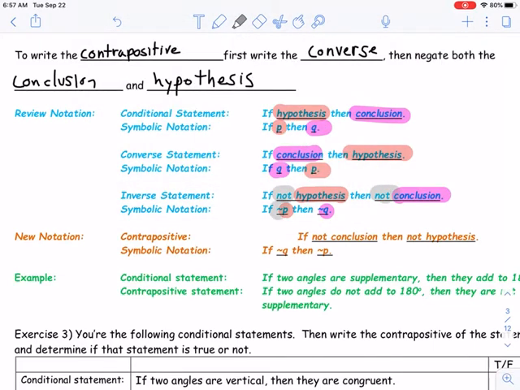So converse, swapping the order, putting the shoes on the wrong feet. Inverse, negate. Inverse, not. Contrapositive is the most letters. So contrapositive has more letters than the other two words. So it's the most work. Basically you're just doing both inverse and converse. Technically it doesn't matter which way you do it in.